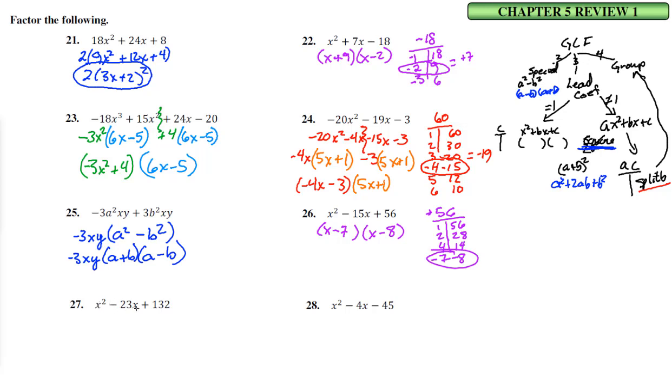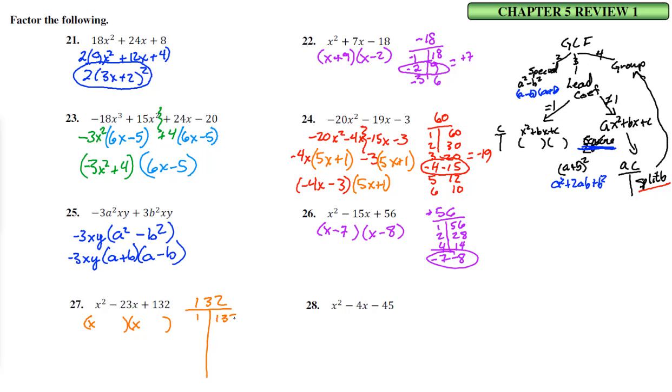X squared minus 23x plus 132. Is there a greatest common factor in there? No. So we check how many terms. 1, 2, 3. Leading coefficient 1. That means we're going like this with an x and an x, and 132 right up here. What times to 132 and adds to a negative 23?